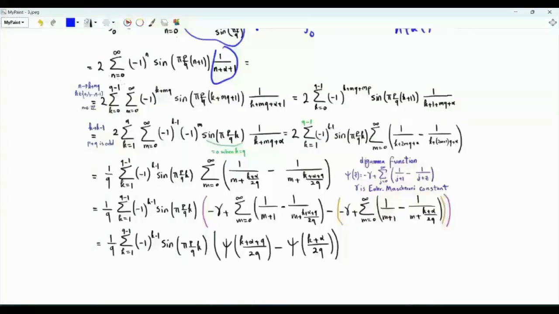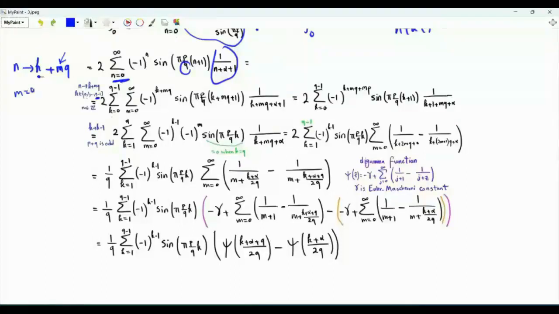Now we use the following trick. We rewrite this single sum as a double sum with two indices k and m. Specifically, we write n as k plus mq. Q is this positive integer. K is an integer that takes values from the set 0, 1, 2 all the way to q minus 1. M is a non-negative integer.